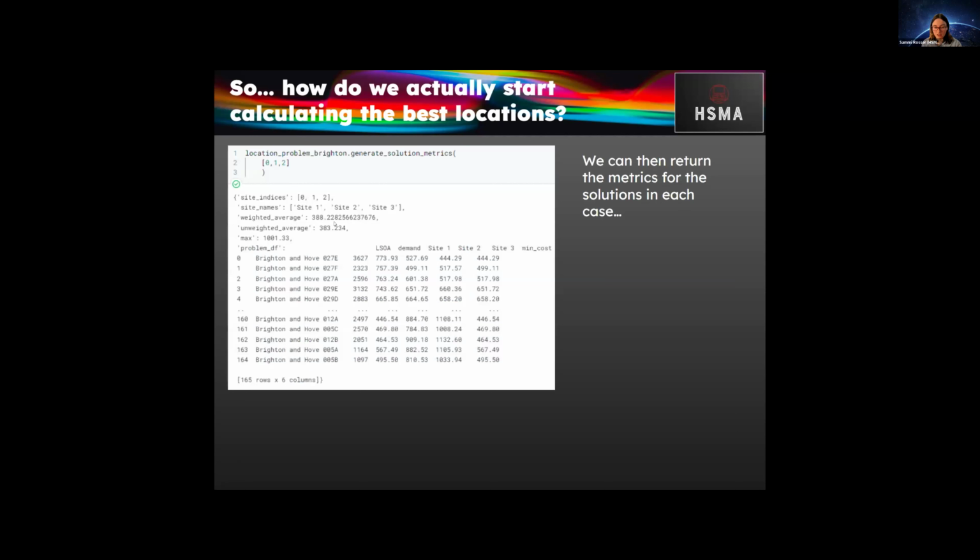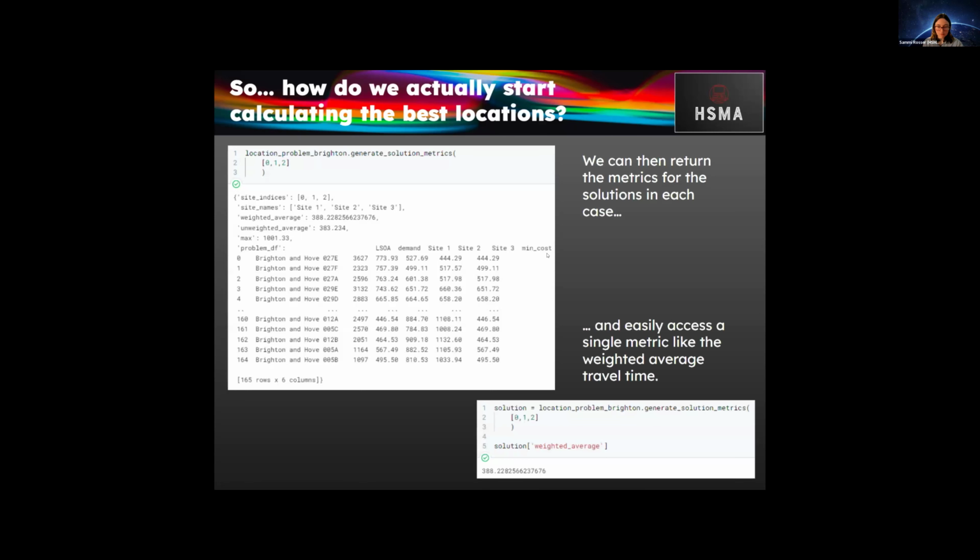It's calculated the weighted average. In this case, it's 388 seconds because this particular travel time API I've pulled from gives me results in seconds. It's given me the unweighted average, and it's also given me the max possible travel time. And finally, it's given me an entire pandas data frame stored within our dictionary that I can then pull out. And this looks very similar to the data frames we were using to plot the travel times previously.